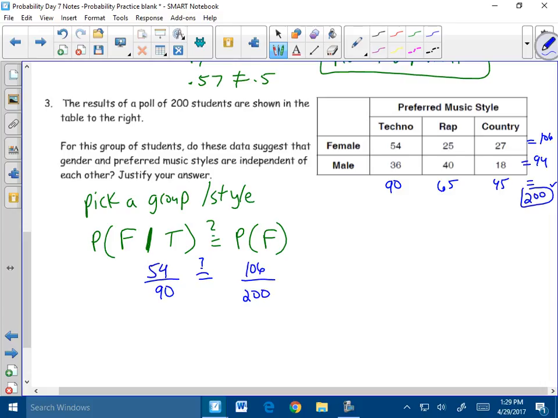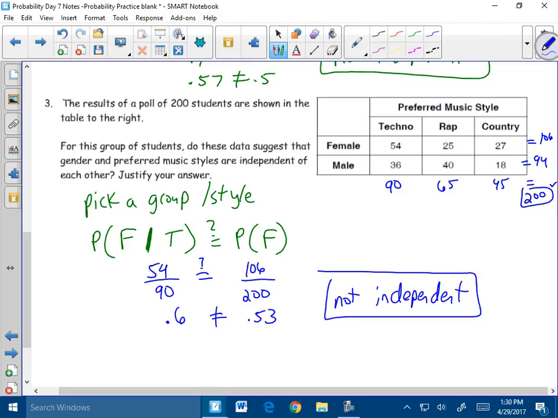And we're going to check to see if these probabilities are the same. In your calculator, if you do 54 divided by 90, you get 0.6. If you do 106 divided by 200, you get 0.53. So they are not the same, so therefore they are not independent. And you can just stop there. I suppose technically, if you were going to show that they were independent, you would have to test every single possible combination. But since we already found one that's not independent, we can just stop there and be done with it.